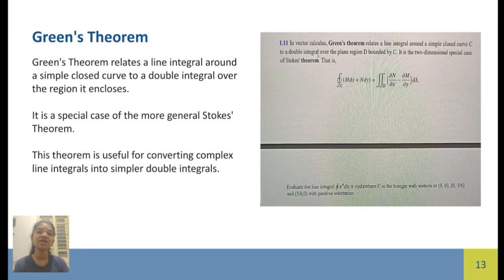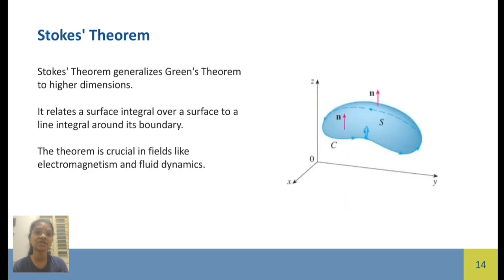Green's theorem. Green's theorem relates a line integral around a simple closed curve to a double integral over the region it encloses. It is a special case of the more general Stokes theorem. This theorem is useful for converting complex line integrals into simpler double integrals.